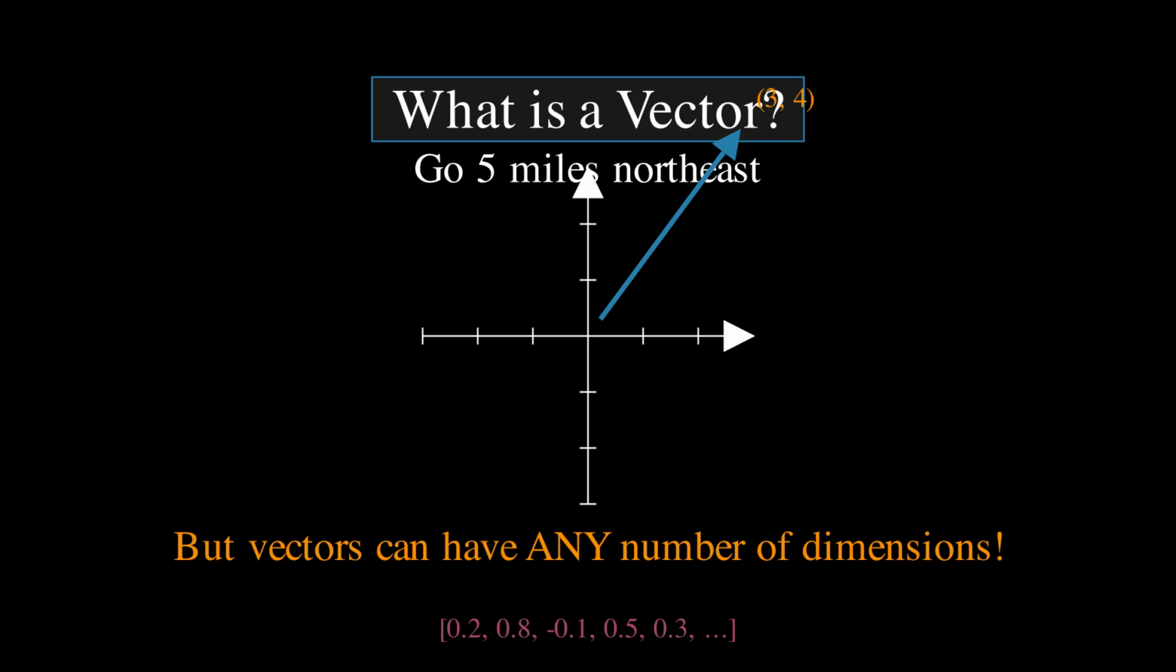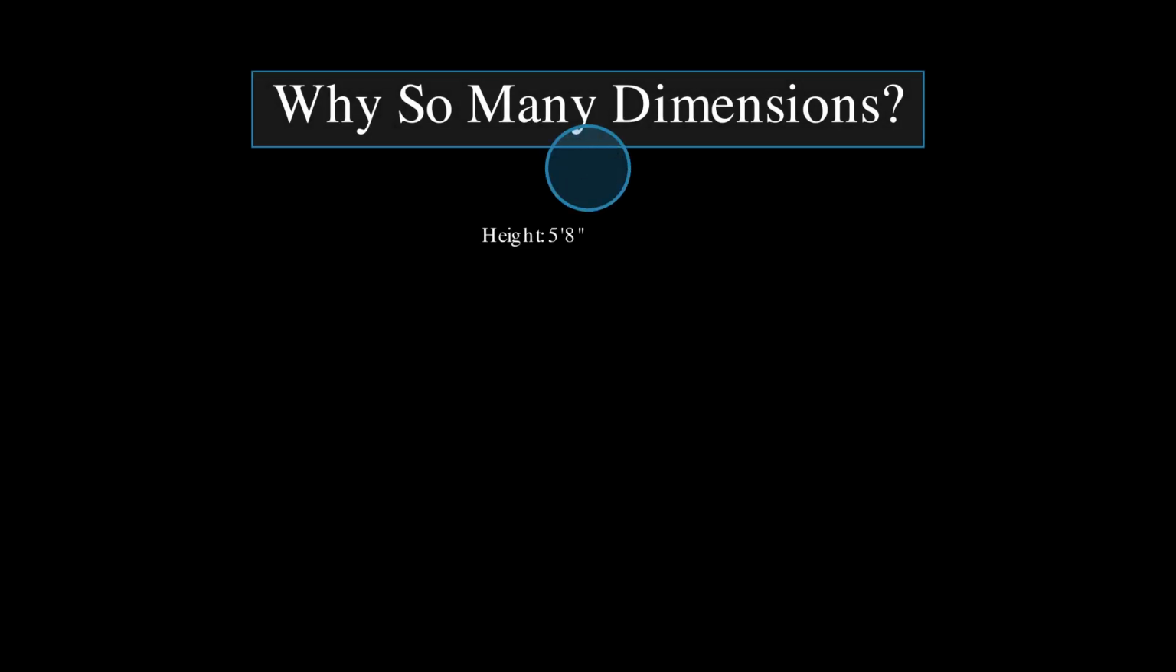But here's where it gets fascinating. Vectors can exist in any number of dimensions. While we can only visualize up to 3 dimensions, mathematics allows us to work with thousands or even millions of dimensions. Why would we ever need vectors with hundreds or thousands of dimensions?